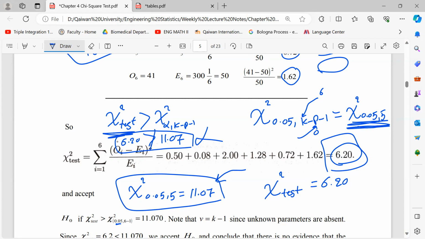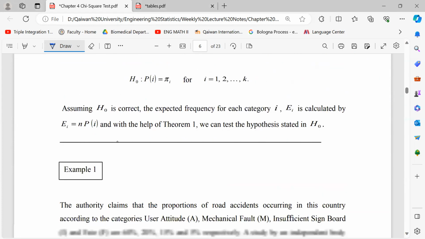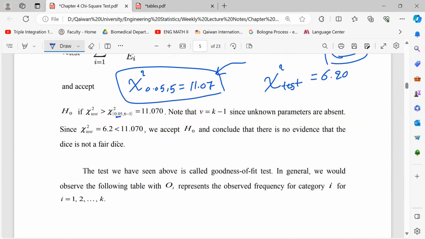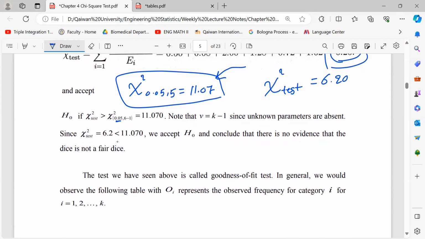Means we cannot reject H naught. So you have not enough evidence to say that the dice is not a fair dice. Sorry, I said we have not enough evidence to show that the dice is not a fair dice. So you could say the dice is a fair dice. We accept H naught. H naught states that the dice is a fair dice. That's it. That's all.